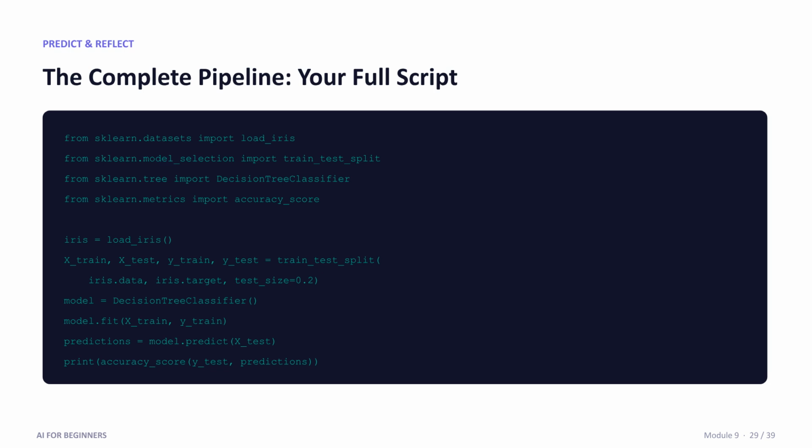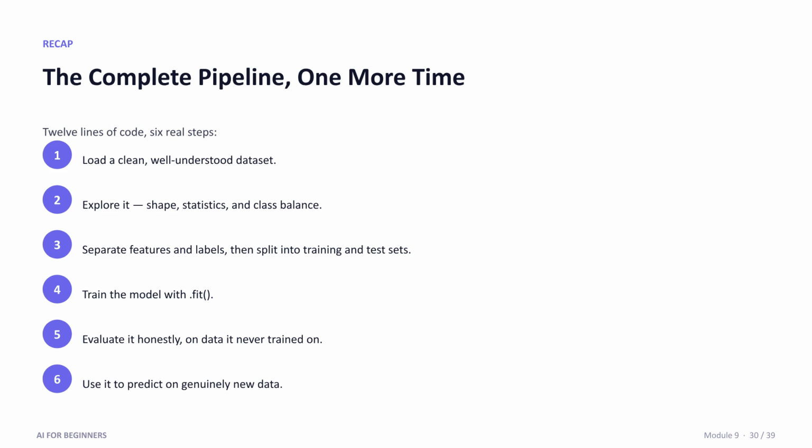Here is the entire pipeline in one place. Every step, from loading the data to getting the final prediction, is captured here in just 12 lines of clean, efficient Python code. To recap, we've walked through 6 clear steps: loading the data, exploring it, splitting it, training the model, evaluating it, and using it for inference. You've successfully navigated the core workflow of machine learning.